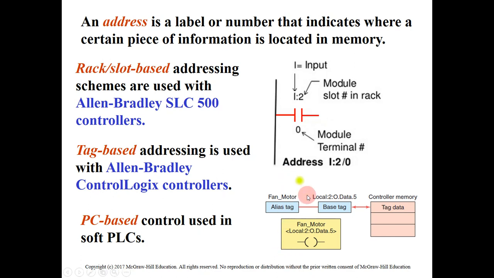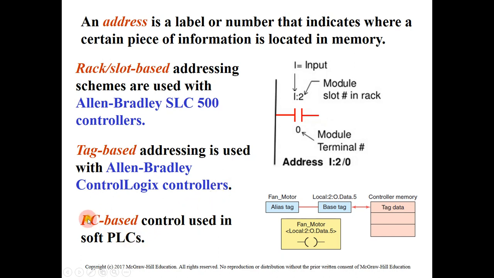But under this alias tag you have some addresses which are automatically generated when you install the PLC system. For example, here you have Local:2:O.Data.5. It means this tag is automatically configured during the installation of the PLC, but the alias names are given by the programmer for the PLC system.